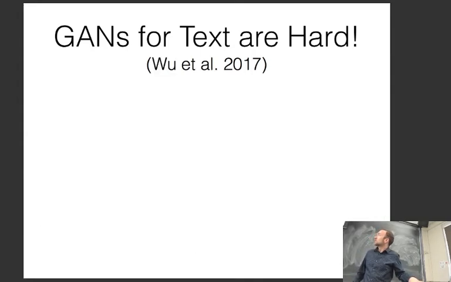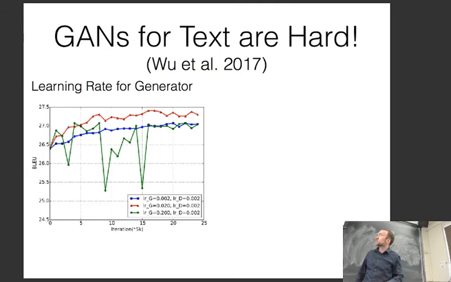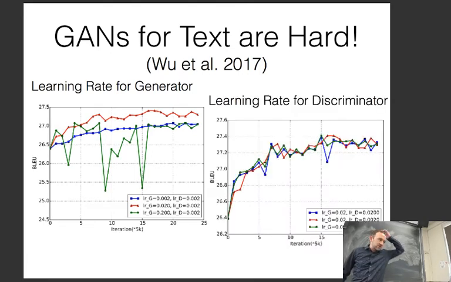Another example of GANs for text being hard is you need to be careful with your learning rate. This is a different paper where they tried different learning rates. And the learning rate for the generator was really important. The perfect learning rate gives you good accuracy. Too low a learning rate doesn't learn anything, and too high a learning rate fluctuates all over the place and doesn't do well. On the other hand, for the discriminator, they found this was not very important. It was basically the same for all of them.